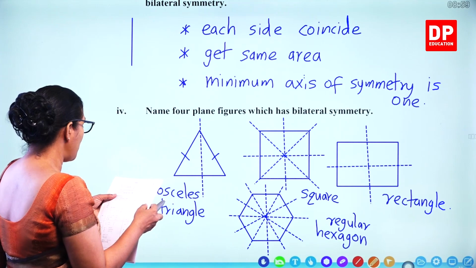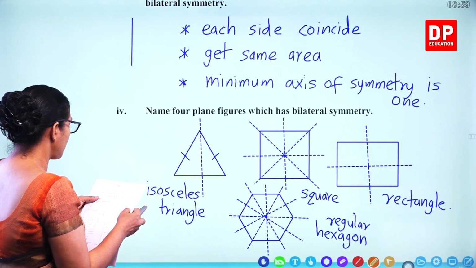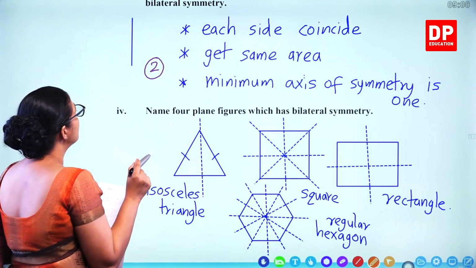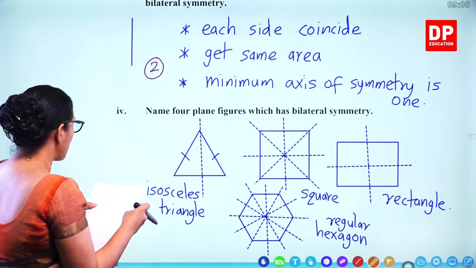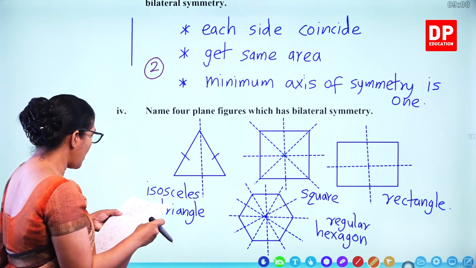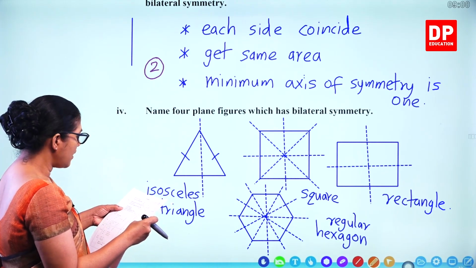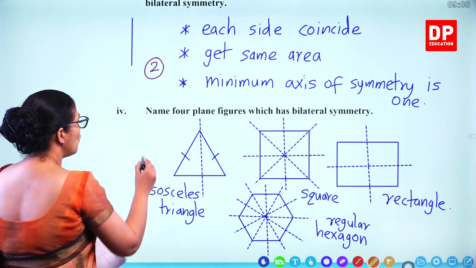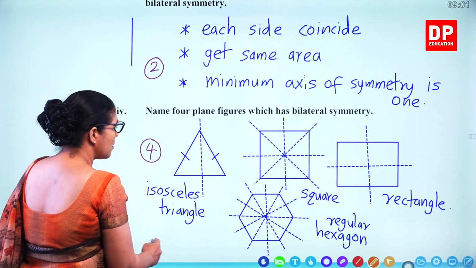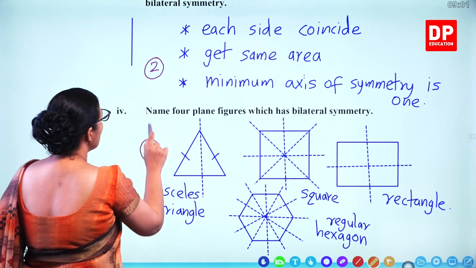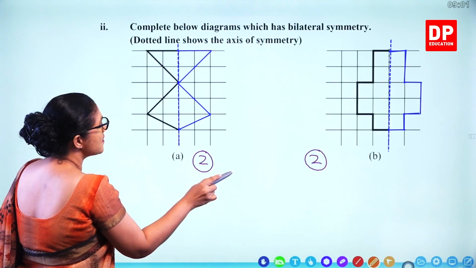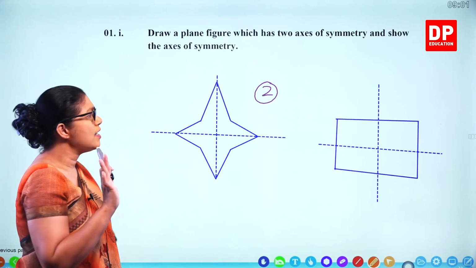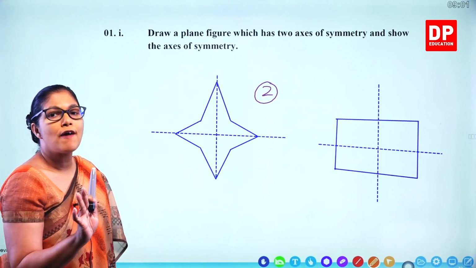So let's see how many marks. 2 marks you get for writing 2 reasons. And then you can write isosceles triangle, equilateral triangle, square, rectangle, even a circle, kite, whatever you like, 4 marks. So how many marks for this? You get 4 plus 2, 6, and 4, 10, and 2, 12 marks. So each question is 12 marks, and you have to do 5 questions.